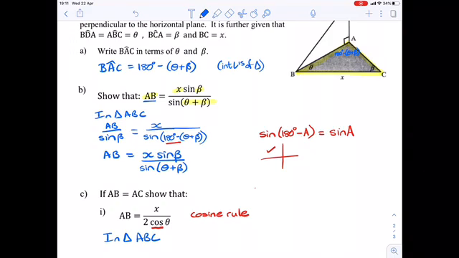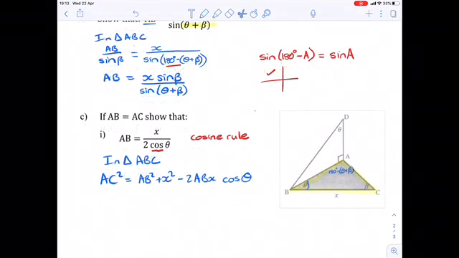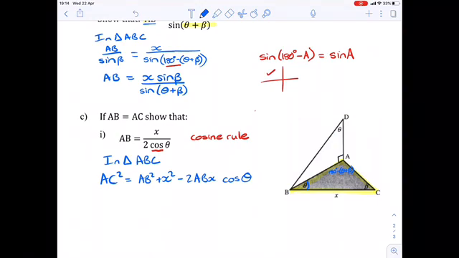I need to use the theta. So I need cos theta, and whichever angle you're going to use with the cos, you start with the side opposite. So I'm going to have AC squared is equal to AB squared plus x squared minus 2ABx cos theta.